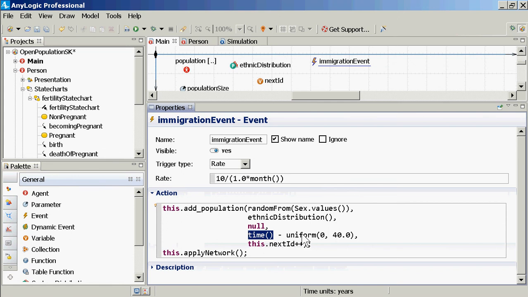Right. The parameters are the sex of the person. So that's the simulation time. Yep, this is the simulation time right now. So the first thing we pass, when we add a new person in the population, we have to specify its parameters. So the first parameter is sex. The second parameter is ethnicity. The third parameter is mother. The fourth parameter is their birth time, the time at which they were born.